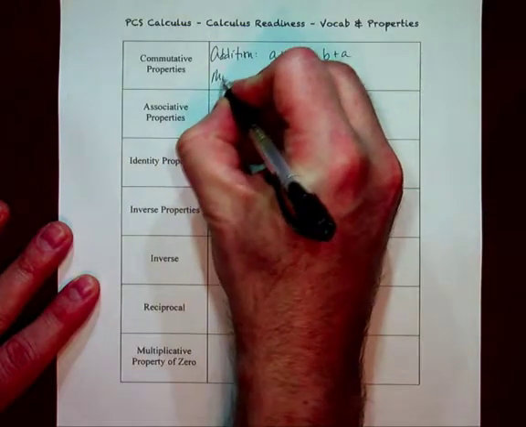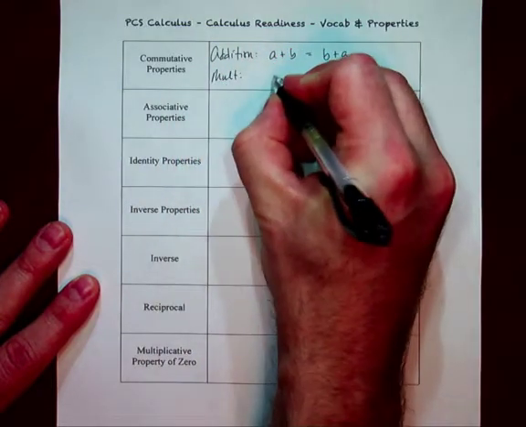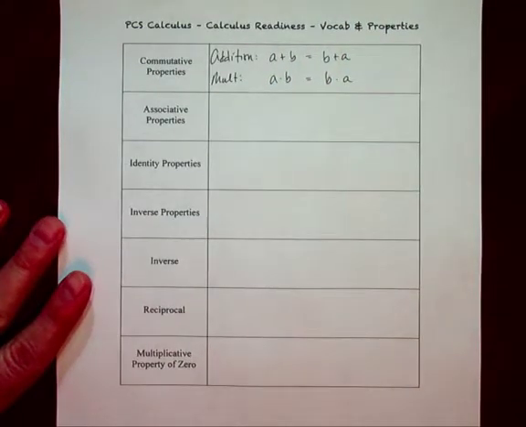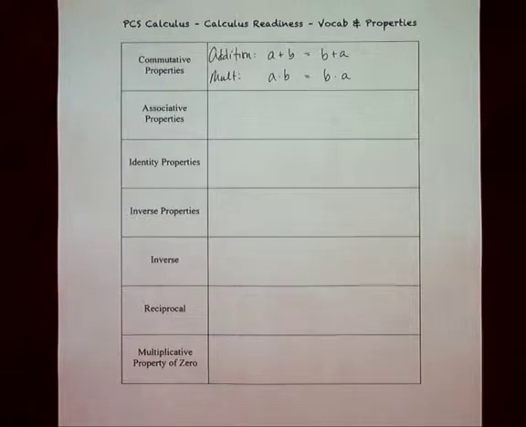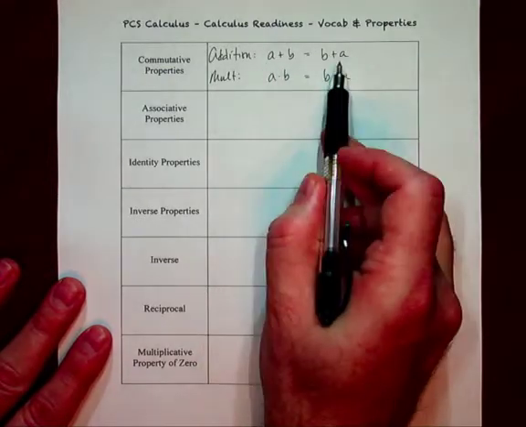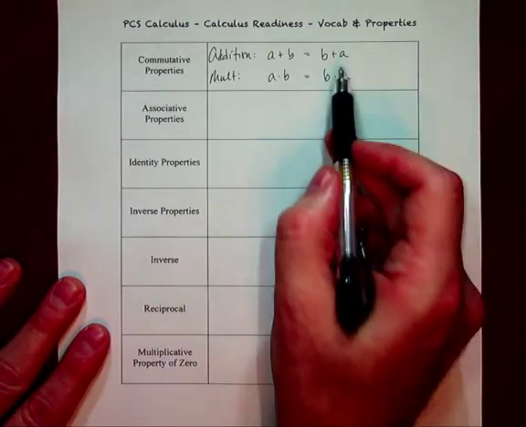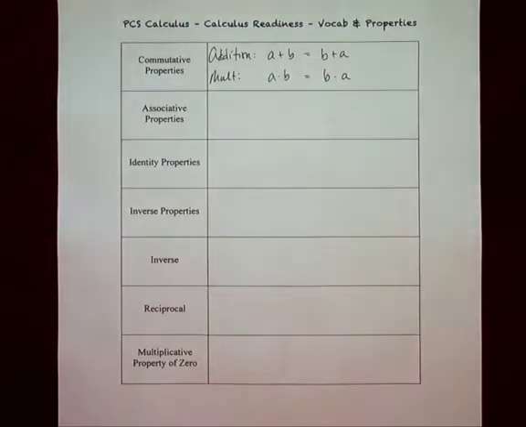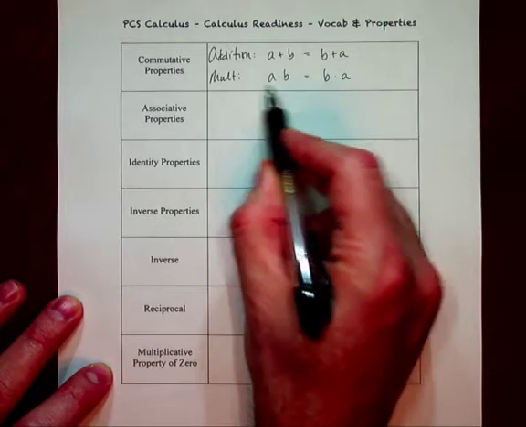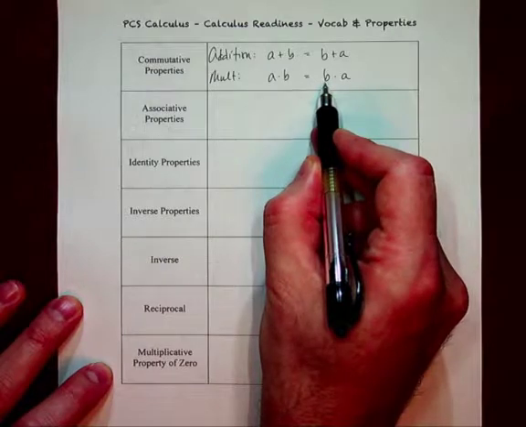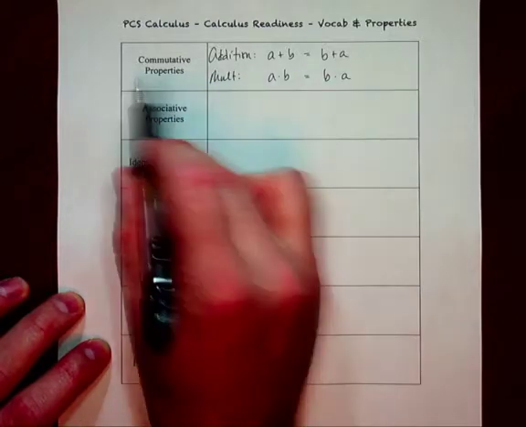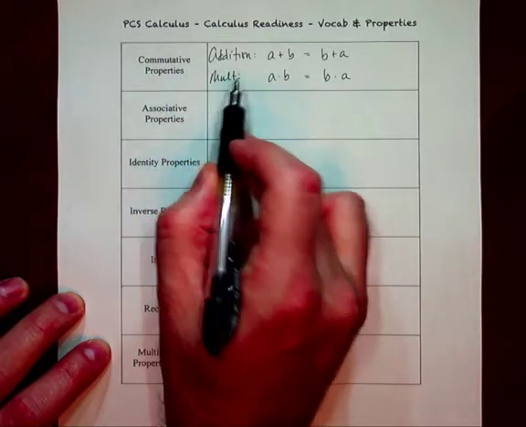So the commutative property of multiplication is A times B is equal to B times A. Okay, and that's all. If I asked you for the commutative property of addition, you would just write that. If I asked you for the commutative property of multiplication, you would just write that. Now, if it were flipped around and I gave you this expression right here on the bottom and said, what property does this represent? You would not need to only give me commutative property. You would have to give me the commutative property of multiplication.